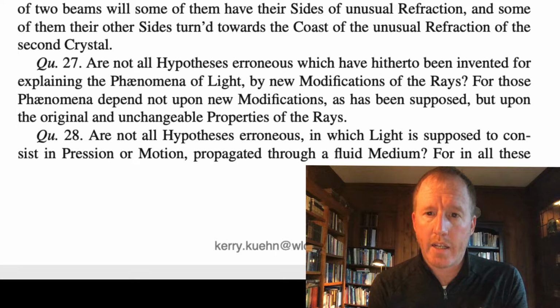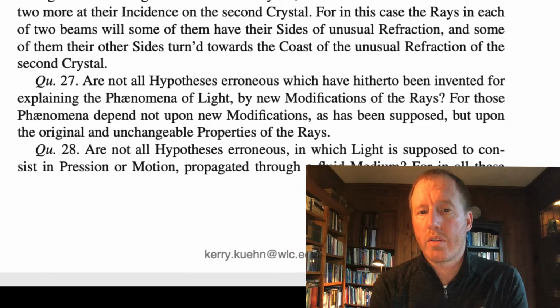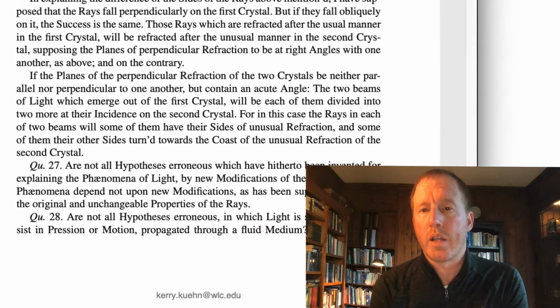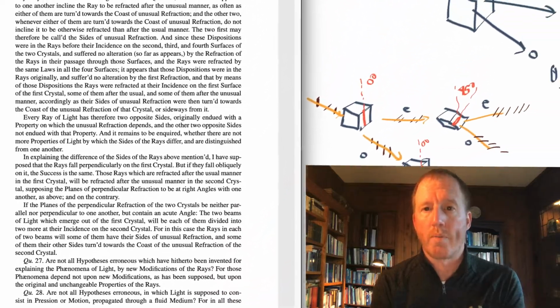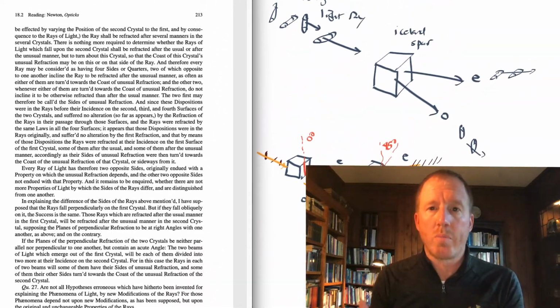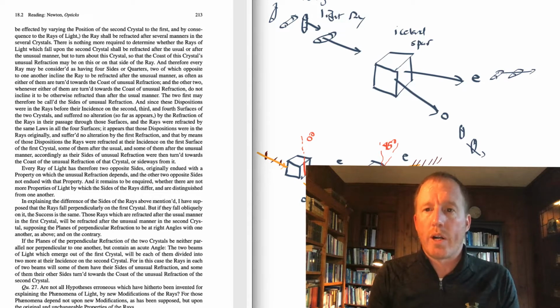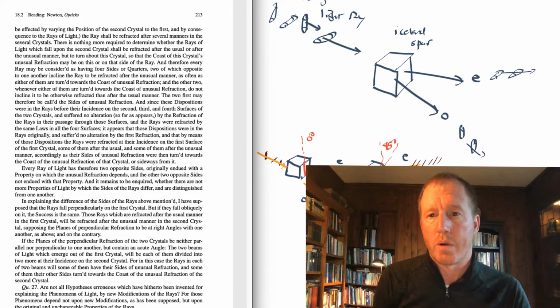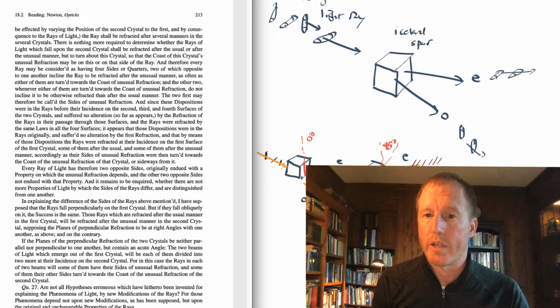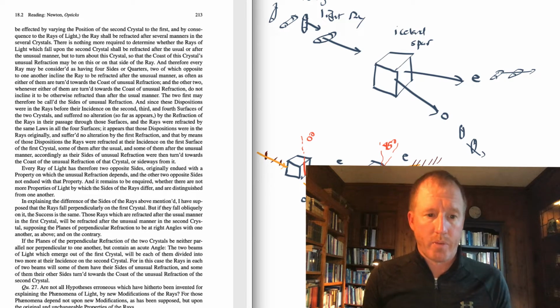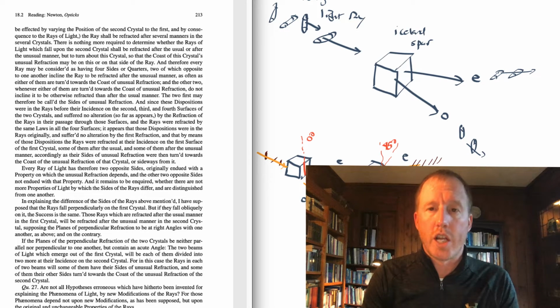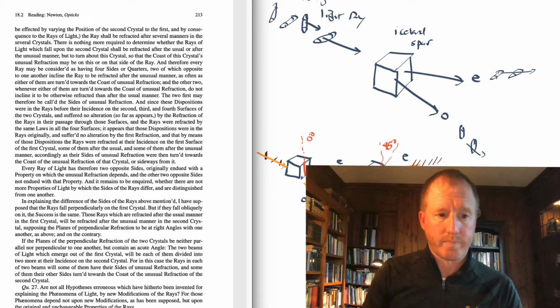So what is he getting at? He's saying here that other scientists were imagining that when the light hits this Iceland spar or crystal, it acquires some property. There's a new modification or a new property that it acquires as a result of hitting this Iceland spar. And what Newton is emphasizing is it's not some new property. The light itself has a property, this polarity or sidedness, that the Iceland spar simply acts upon in filtering it and breaking it up into two different beams. So it's an old or original and unchangeable property of the rays.